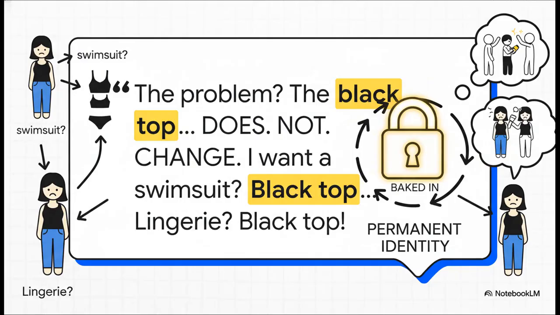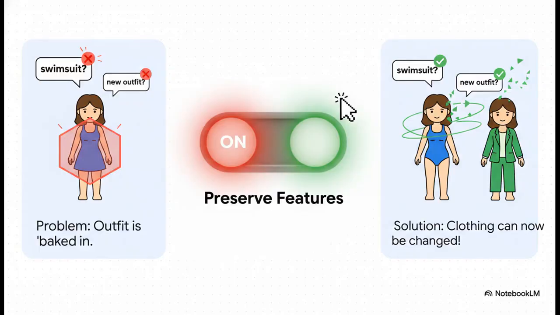This quote from a Reddit user just perfectly captures it. I bet you've seen this. The AI sees your character in a black top in the reference photo, and suddenly it decides that black top is now a permanent part of their body. The clothing gets baked in, and it doesn't matter what you ask for, it refuses to change it. So what's the fix? You're not going to believe how simple it is.